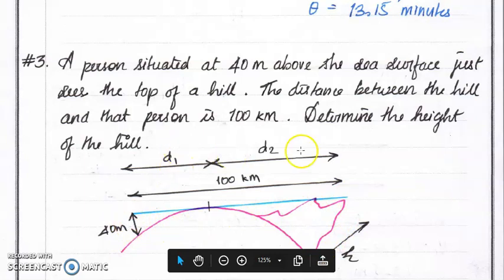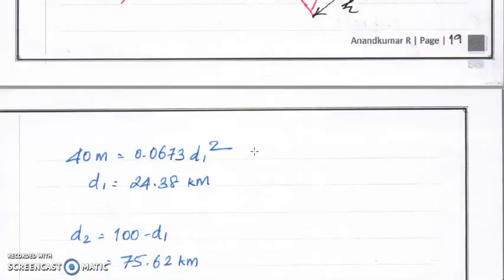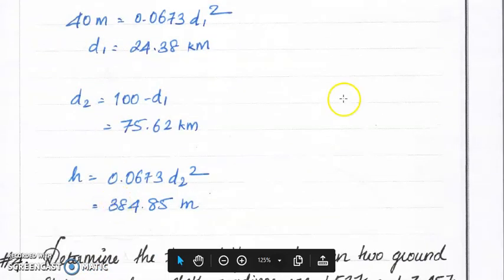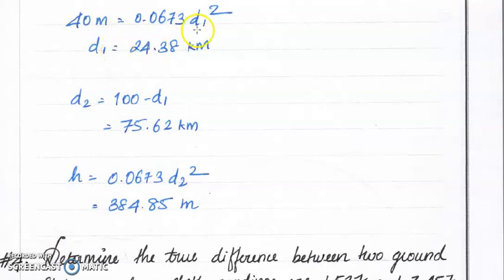So what is d1 and d2? Actually, the same problem was discussed previously. By using the combined error formula, you can find d1 and d2. The summation of d1 and d2 will give you the answers. And from d2 square, actually here they are asking h, the height of that object, the mountain. By using 40 meter, you can get d1, and 100 minus d1, you can get d2, because the total value is given, 100. So from d2, you can get h.